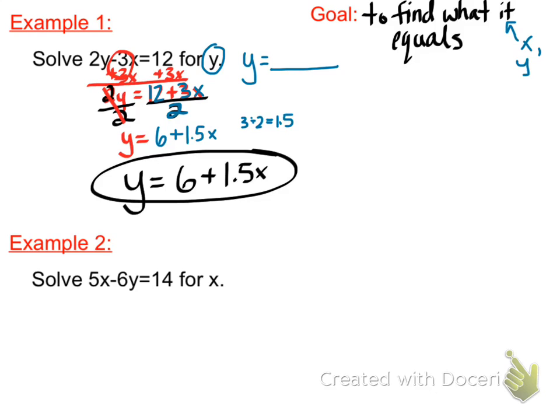So keep an eye on the goal, and I think you will be able to solve these just like you've solved every other equation this year. Let's take a look at example 2. This one says solve for x. So my goal is to get x equals something.